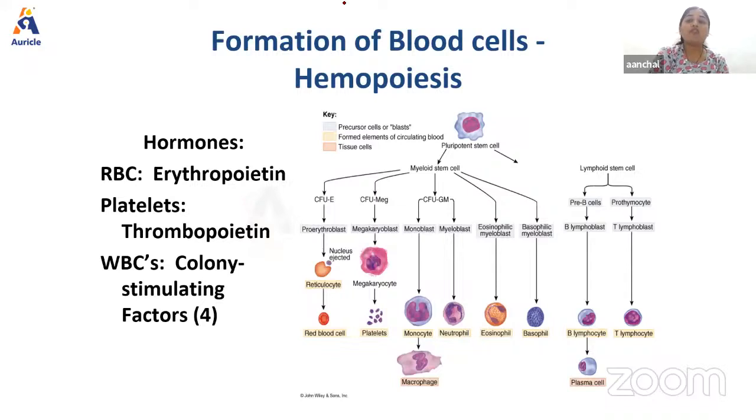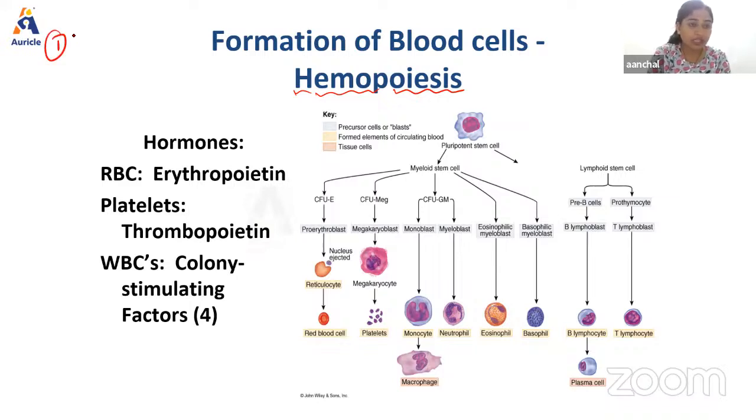Now, formation of blood cells. The formation of blood cells is known as hemopoiesis, right? As the name refers, hemo means blood and poiesis means formation. So the word hemopoiesis means the formation of blood cells. Okay. For the formation of blood cells, we have two theories.